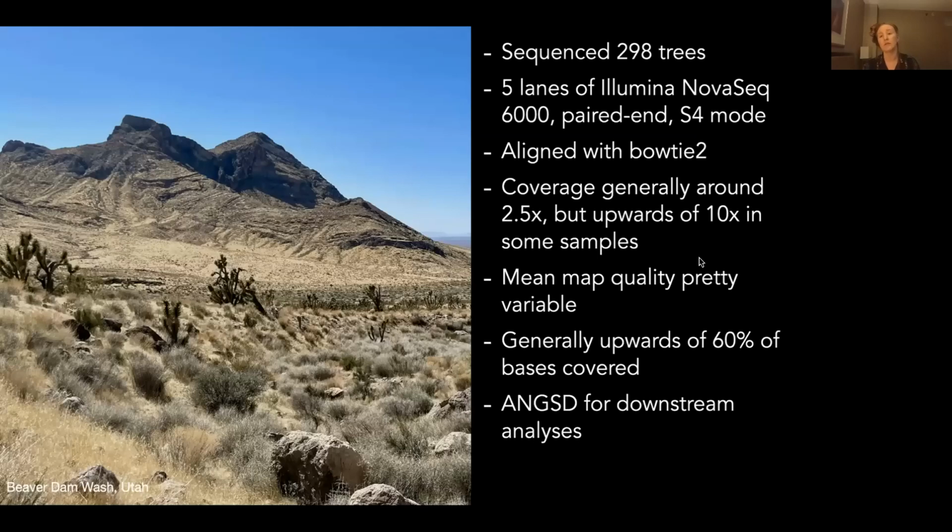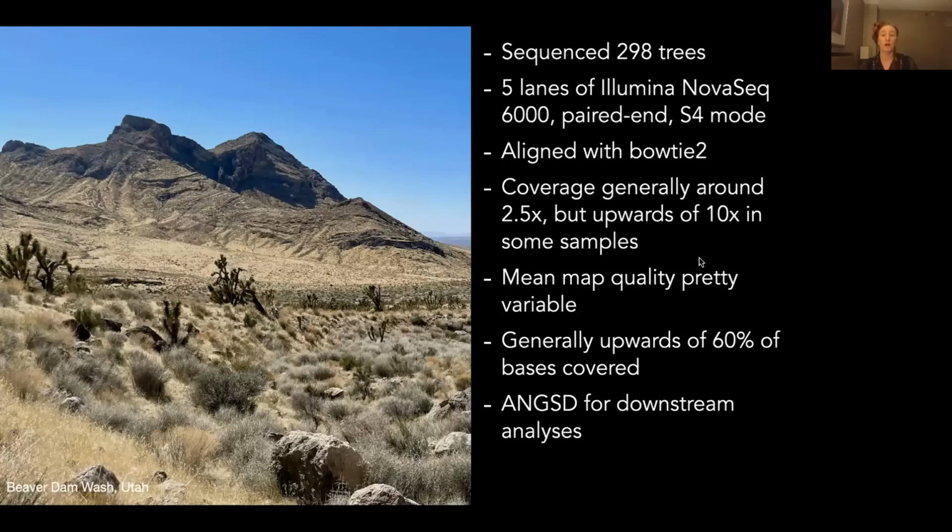And so what we ended up with in the end was 298 trees that were sequenced using 5 lanes of Illumina NovaSeq. Then we aligned those sequences with Bowtie 2. We ended up with about 2.5x coverage, but upwards of 10x in some samples, and a mean map quality that was somewhat variable, but generally upwards of 60% of the bases were covered.